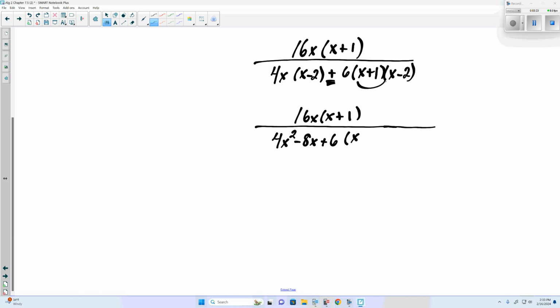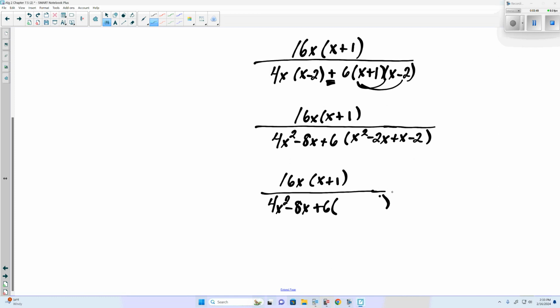Now we have to distribute out x plus 1 and x minus 2. So our x times x is x squared. x times negative 2 is negative 2x. 1 times x is plus x. And 1 times negative 2 is negative 2. Now we do need to combine our like terms in this set of parentheses here. So we'd have x squared. Negative 2x plus x would be negative x minus 2.